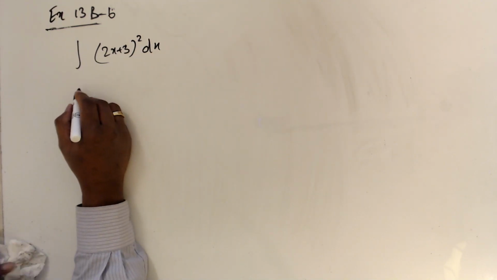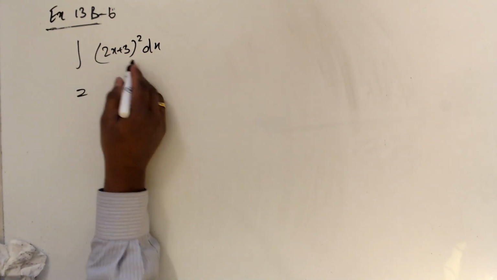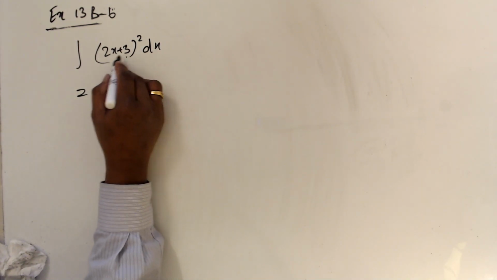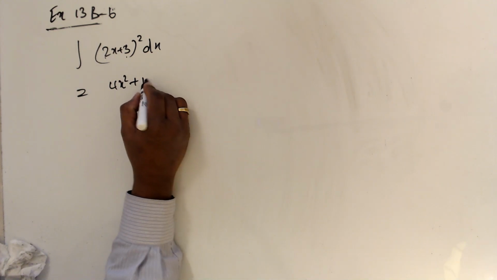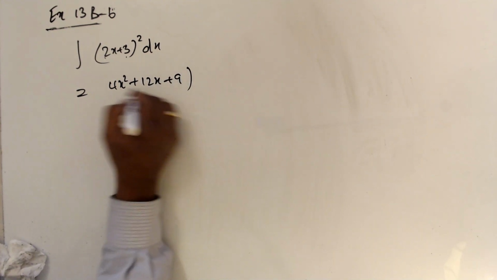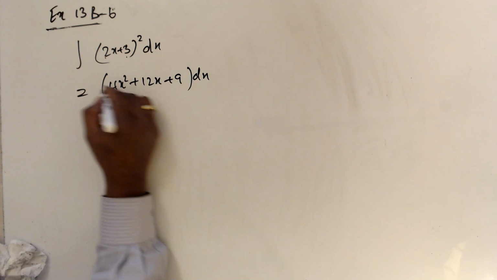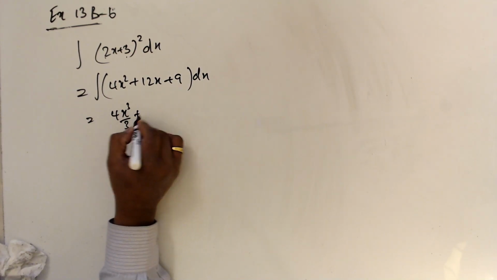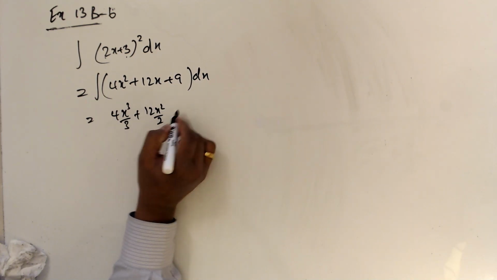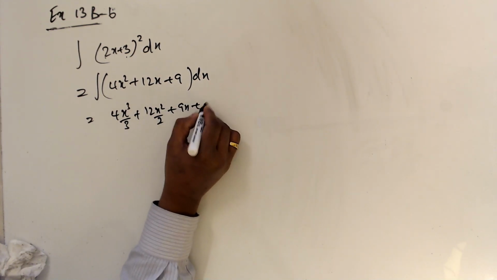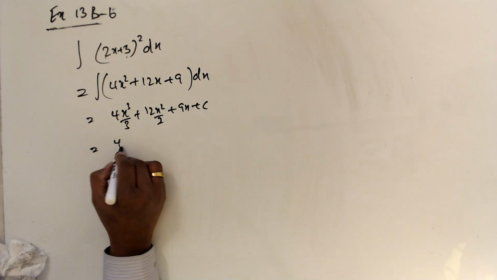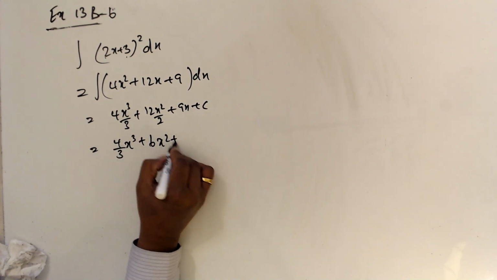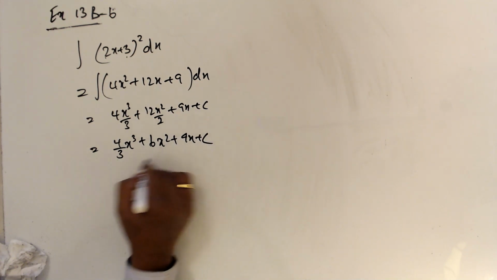This one, expand. So 4x square plus 3 times 2 is 6, double is 12x, plus 9 dx. So this is 4x cube over 3 plus 12x square over 2 plus 9x plus c. So this is 4/3 x cube plus 6x square plus 9x plus c.